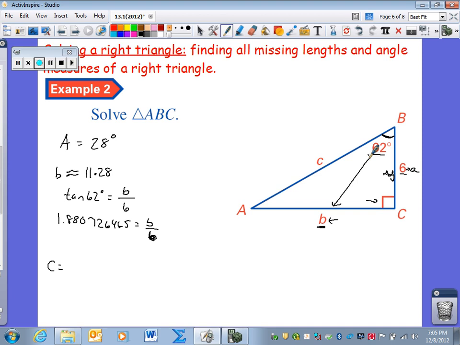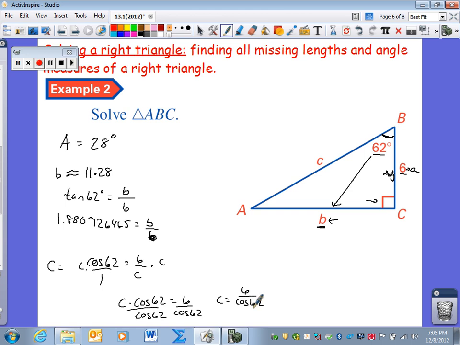So I'm going to use the angle 62 again, and now I have adjacent and hypotenuse. So in this case, I'm going to go cosine of 62 equals adjacent over hypotenuse. Now this one's going to take a little more work to solve, because right now I have my variable in the denominator. So I multiply both sides by c. I get c times the cosine of 62 equals 6. And then how would I solve for c? If I divide by cosine 62, I get c equals 6 divided by whatever that number is.